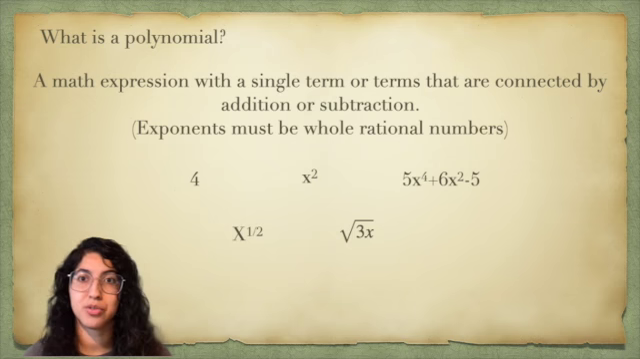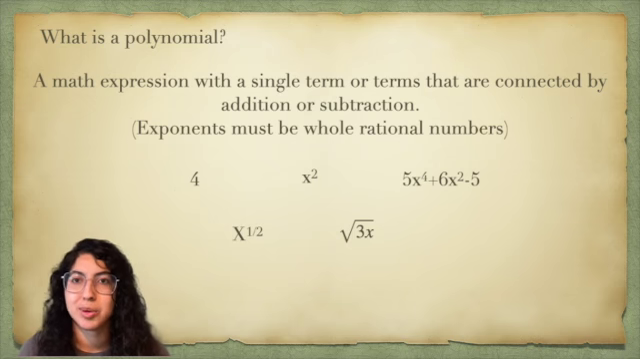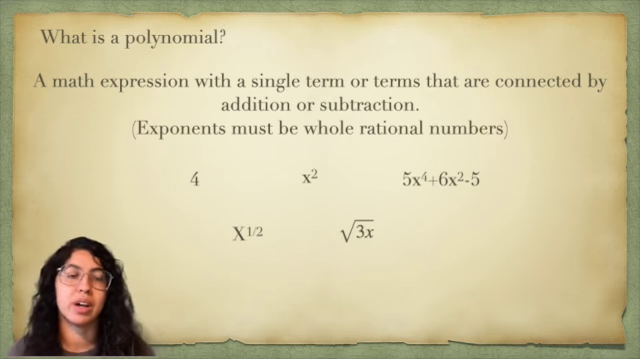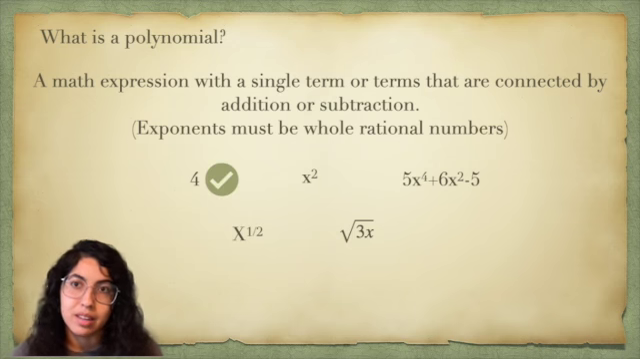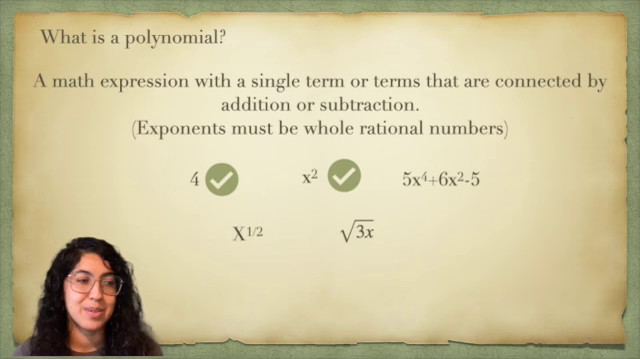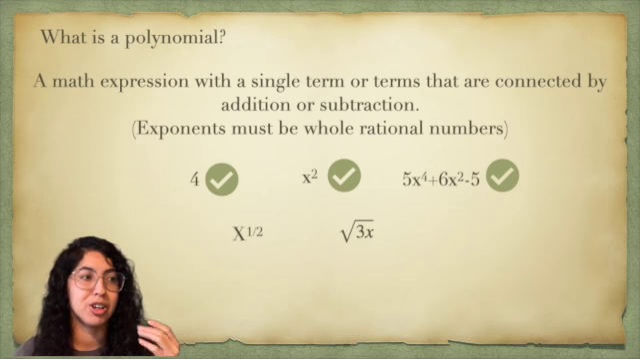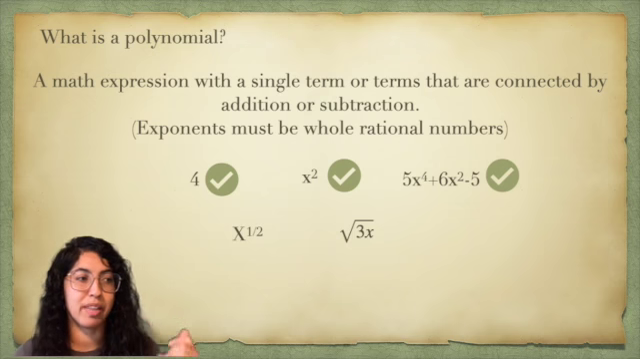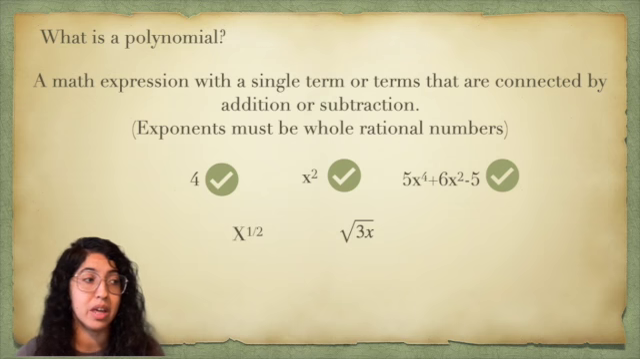Okay, so this first one, 4, it would have an exponent of +1. Remember invisible exponents? So that means it is a polynomial. Next one, x squared, that exponent is a 2, so that is a rational number. Good to go. This one, I have to look at all three. So 4, 2, and then that 5 would have an exponent of 1. Those are all rational numbers, so we're good to go.